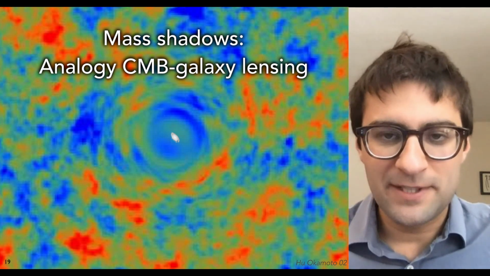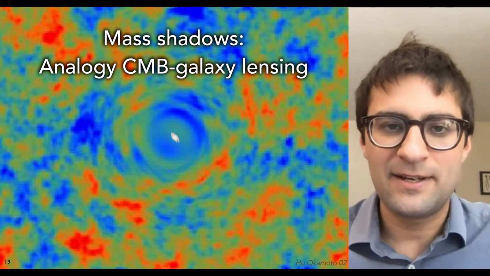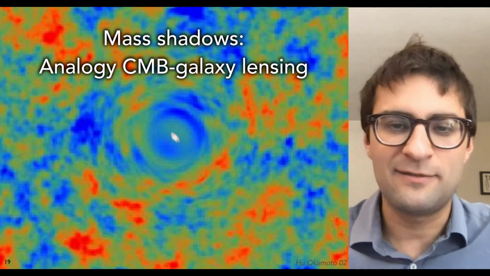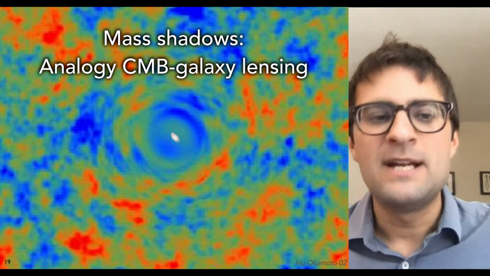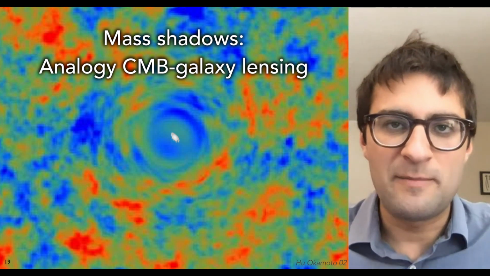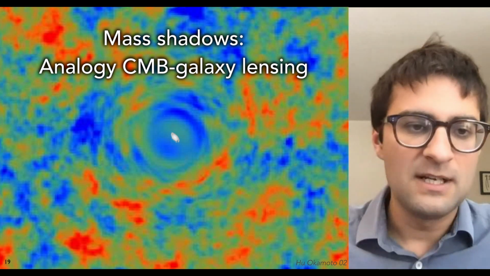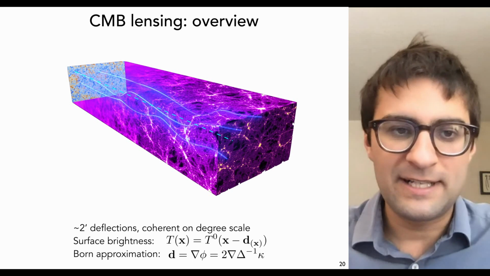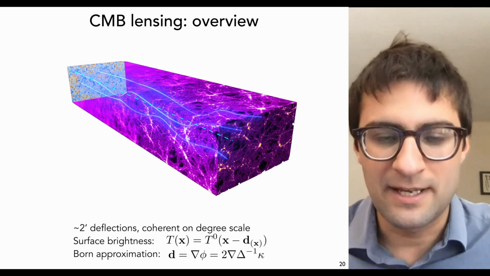And in this part of the talk, I would like to show you how understanding a deep analogy between how the lensing of the cosmic microwave background and the lensing of galaxies works allows us to improve our measurements of both CMB and galaxy lensing. So to get started, here's a brief overview of what cosmic microwave background lensing looks like.